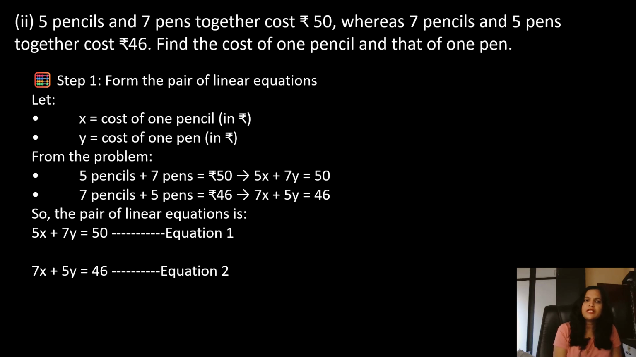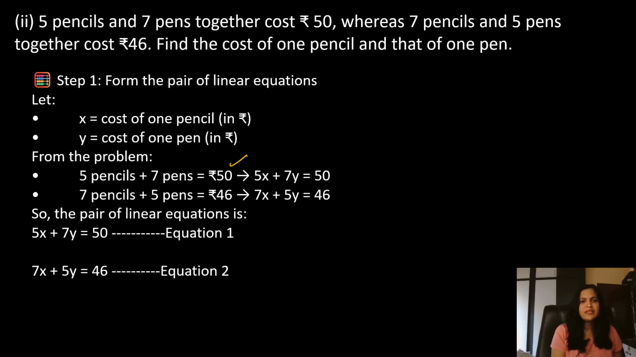Step 1, form the pair of linear equations. 5 pencils and 7 pens together cost 50 rupees, whereas 7 pencils and 5 pens together cost 46. Find the cost of one pencil and one pen. First, let us assume that the cost of one pencil in rupees is x, and the cost of one pen be y. So, from the problem, 5 pencils plus 7 pens equal 50 rupees, first equation.